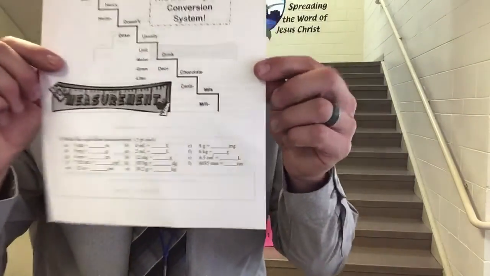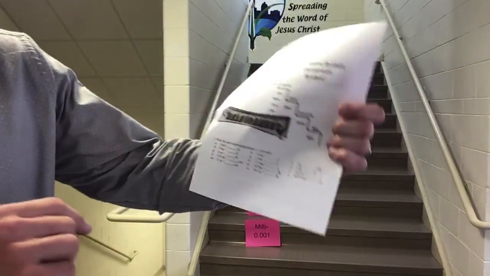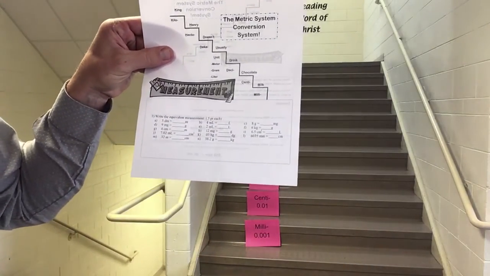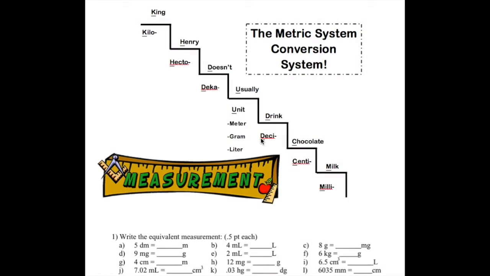Now on the back side, here are a number of different problems for you to try. We should probably do a couple of these together. With your metric system conversion sheet in front of you, our stair-step method that reminds us that kilo, hecto, deca, unit, deci, centi, milli stands for King Henry doesn't usually drink chocolate milk. We're going to use this stair-step method to convert these measurements into these measurements with our SI system.